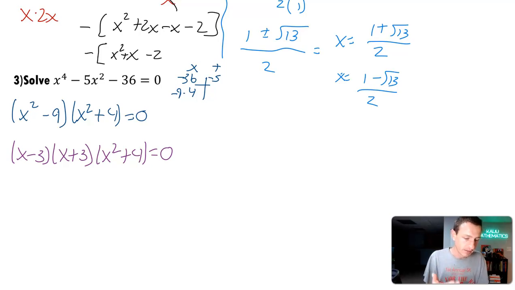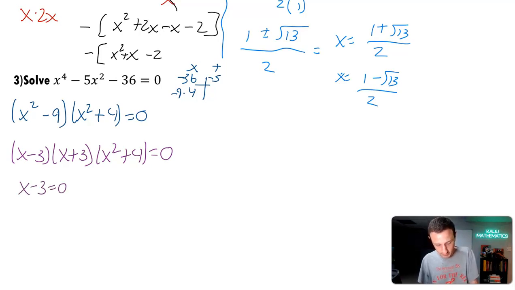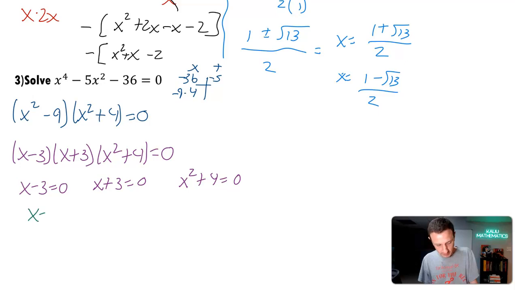Then we generate some potential answers here. So now we have to set all three of these factors equal to 0. So x minus 3 equal to 0, x plus 3 equal to 0, and x squared plus 4 equal to 0. So let's solve these. This one's going to be x equal to 3 because you just add 3. This is going to be x equal to negative 3 because you subtract 3. And then I'm going to subtract 4. So x squared equals negative 4.